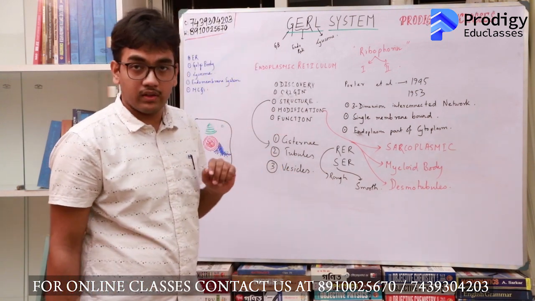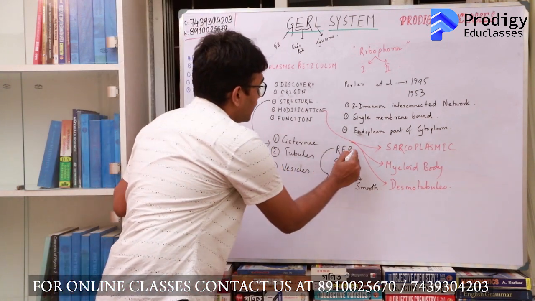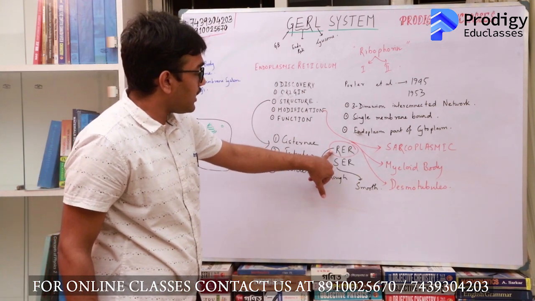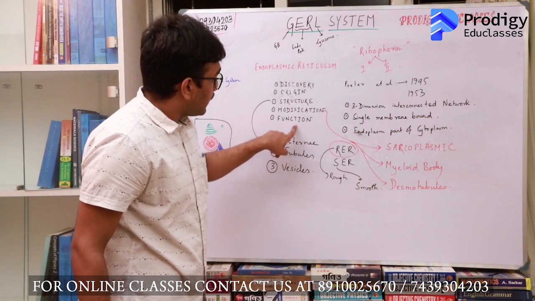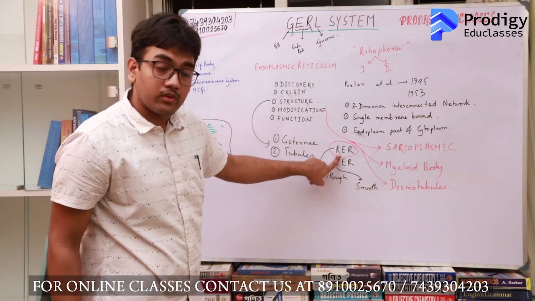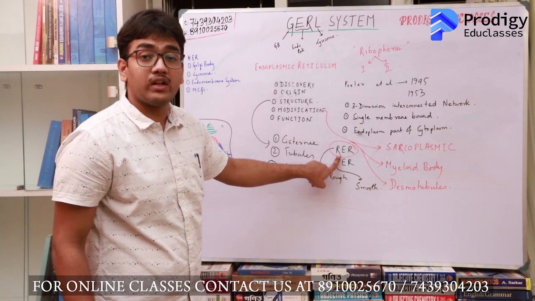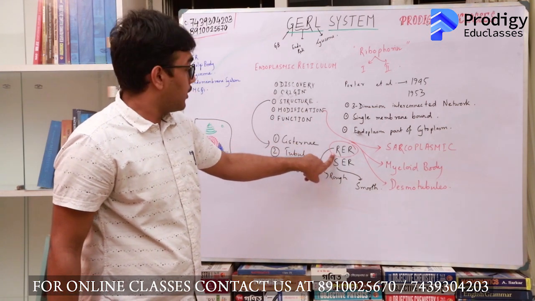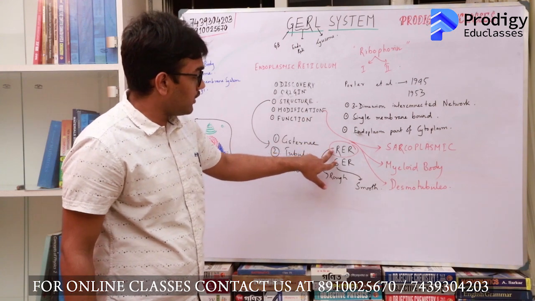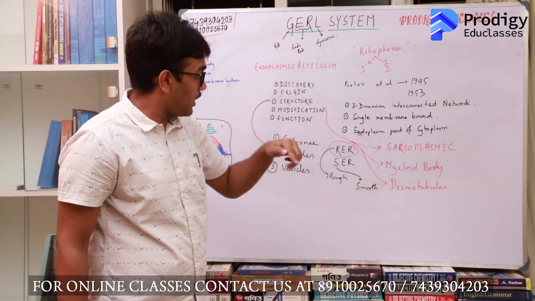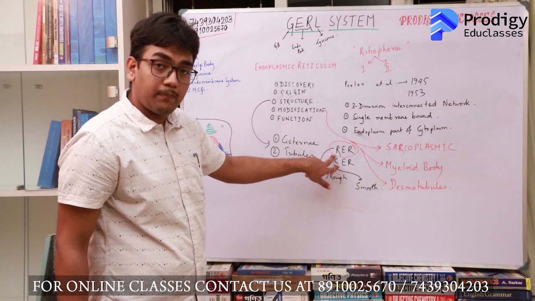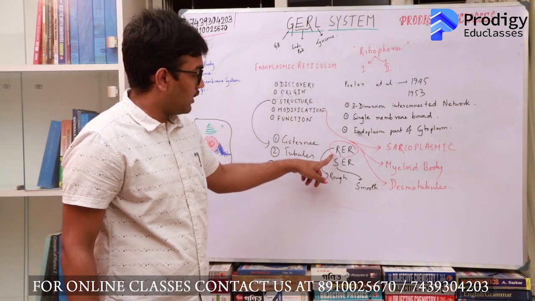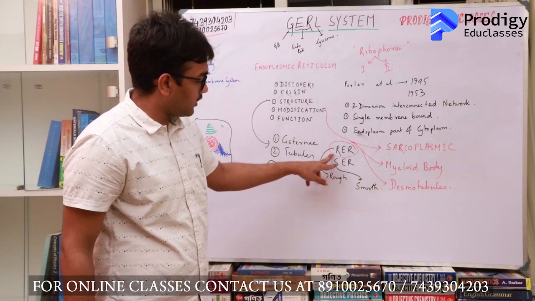Next, coming to the function. If you look at function, we'll discuss first RER and then SER. If you look at the functions of RER, you will know that there is presence of ribosomes. Now what are ribosomes? Ribosomes are the protein factory of the cells. So RER is primarily involved with proteins. After synthesis, they pass into the RER, and RER is responsible for their packaging, transformation, addition and modification of the proteins.